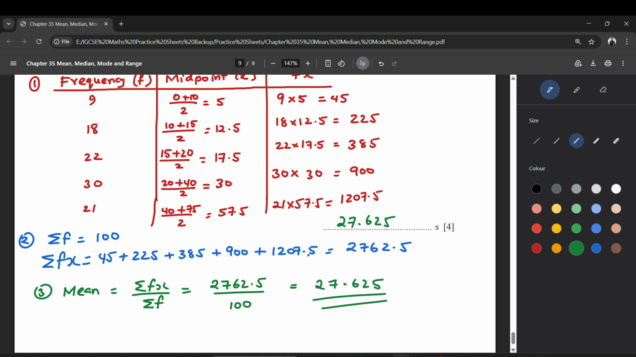27.625. Now the question is that if you would have rounded this to 3 decimal places, would your answer have been incorrect? The answer is yes. You would have lost 1 mark for this one. Because the only reason why we have to round off an answer is when the answer is not exact, right?